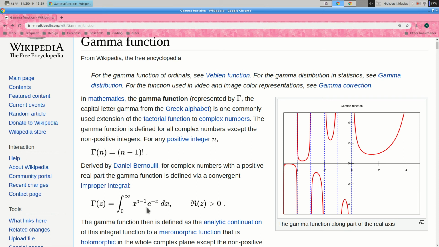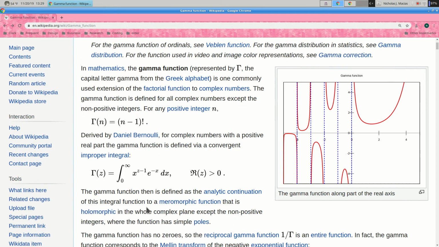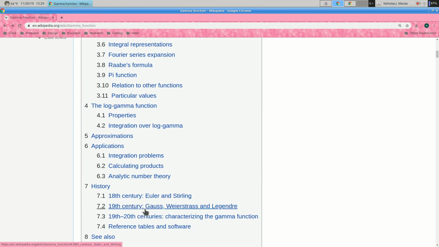And if you evaluate this integral for z equals 1, this will give you 0 factorial, and the integral turns out to be equal to 1. And that's the reason why 1 factorial is the same as 0 factorial. But it's got some interesting peculiar values.